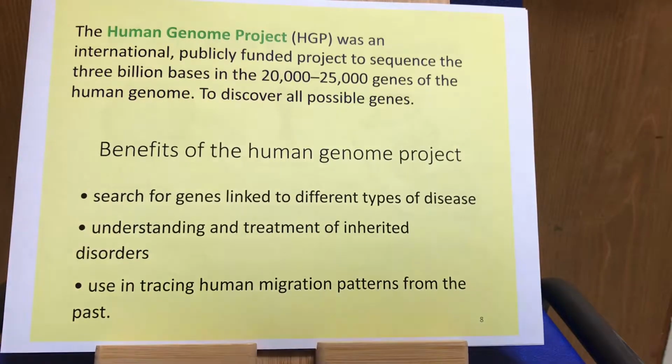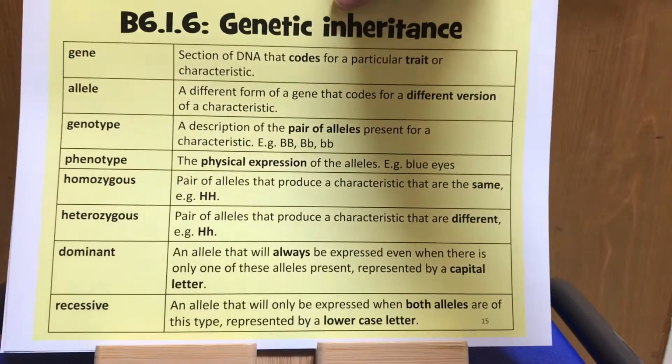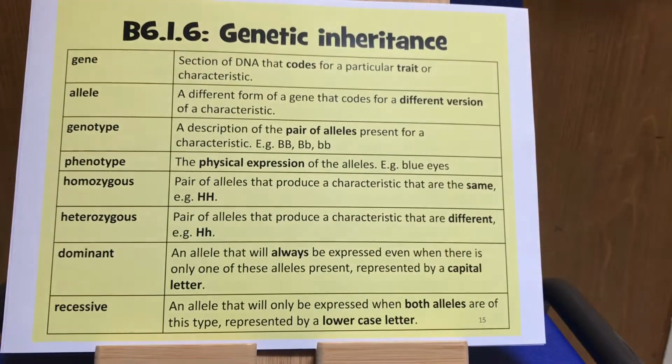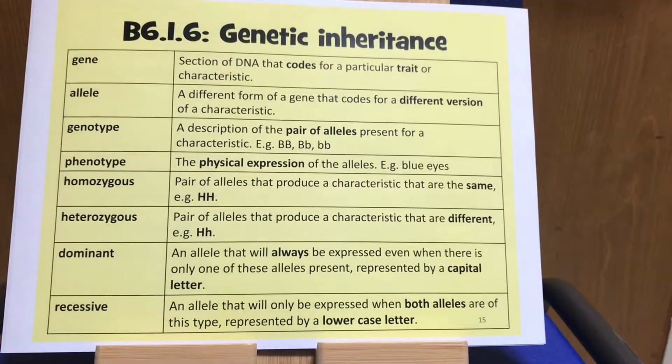Then we go on to look at genetic inheritance. Lots and lots of keywords here. We need to be able to understand the keywords so that we understand what they're asking of us in the question, and we need to be able to use the keywords in our answers. So we've got the chromosome. Section of chromosome is the gene. It codes for a particular trait or characteristic.